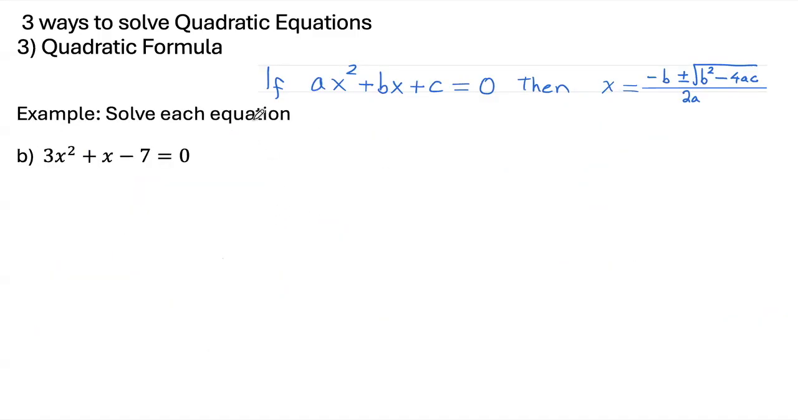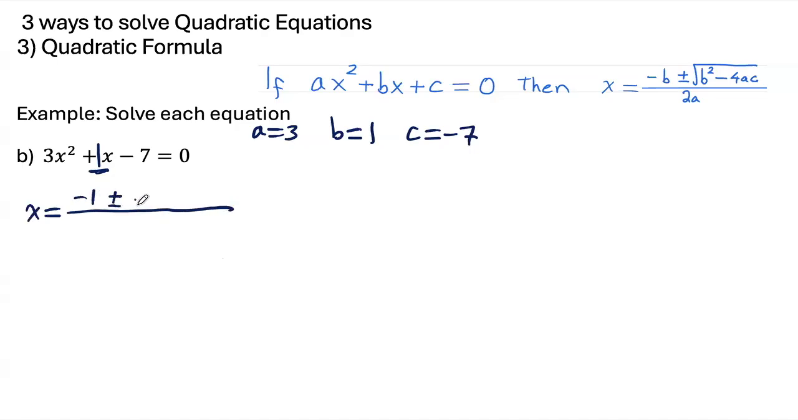Here's the second example. A, coefficient of x squared is 3. Coefficient on x, it says plus x, so I'm thinking there's a 1 there. If there is no number, it's a 1. C value is negative 7. And now I can solve. So negative b, plus or minus the square root of my b value squared minus 4 times a times c all over 2 times the a.